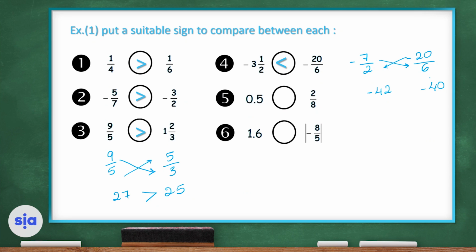Half and 2 over 8. As you can see, the 2 over 8 is 1 over 4, where the half is 1 over 2. Or actually, logically, what's bigger, a half or a quarter? So it is the half. So 0.5 is greater than 2 over 8. Question 6. 1.6 and the absolute value of negative 8 over 5. The absolute value of negative 8 over 5 is a positive 8 over 5, which is 1.6. So they're equal to each other.